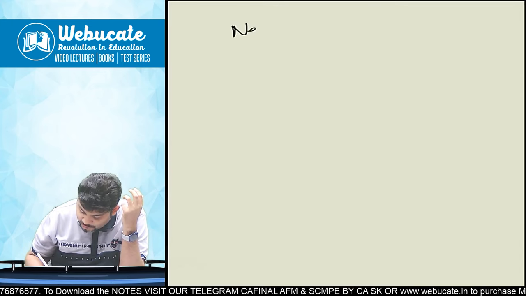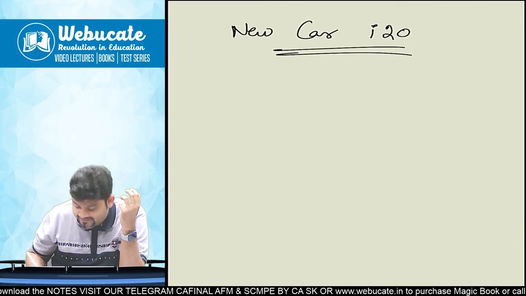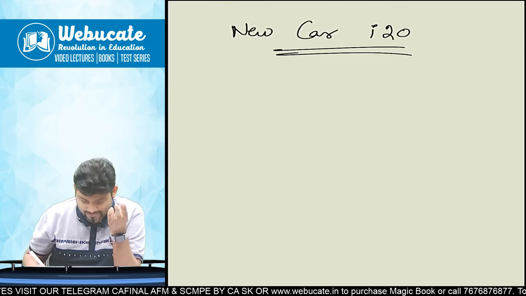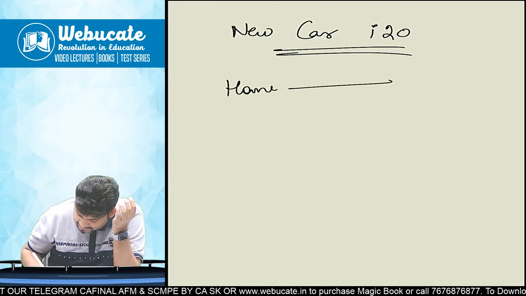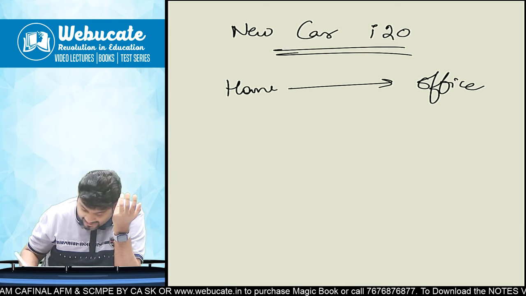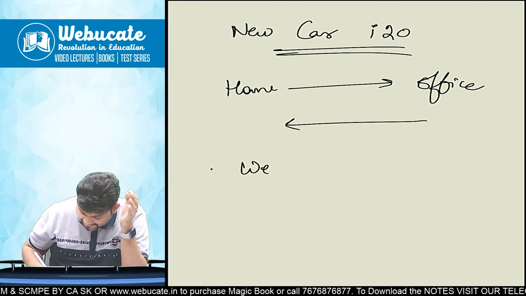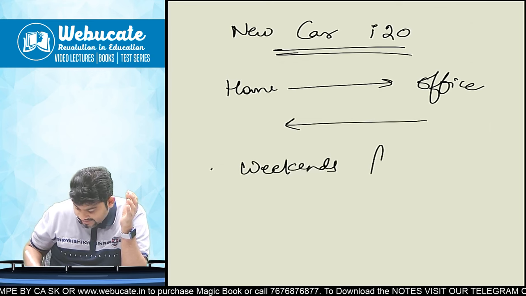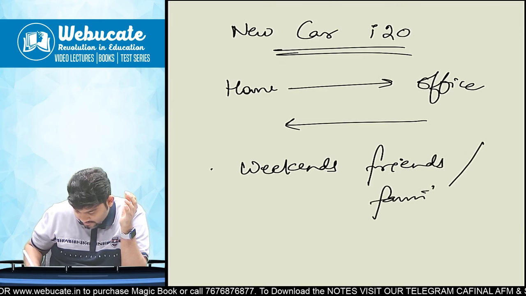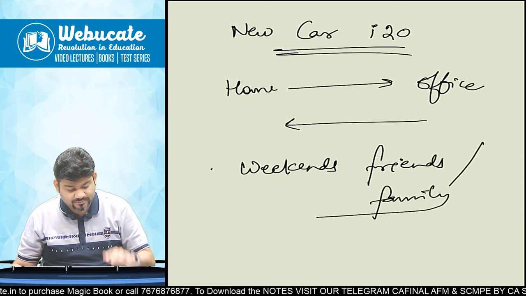Now, new car purchased. The main use of the car was traveling from office to home, and home to office, nothing more. My home and office distance was approximately 15 kilometers. From office, I would get back to home. And then weekends would be with friends and family. So that's how my whole system worked out.